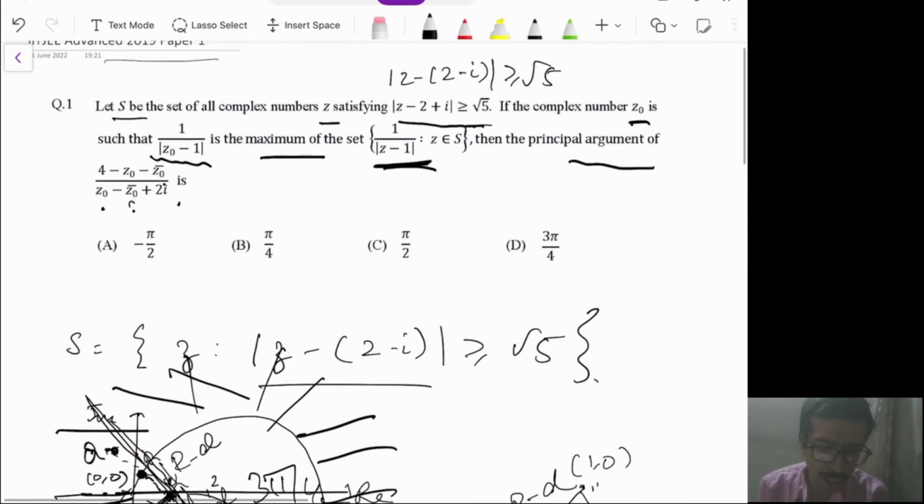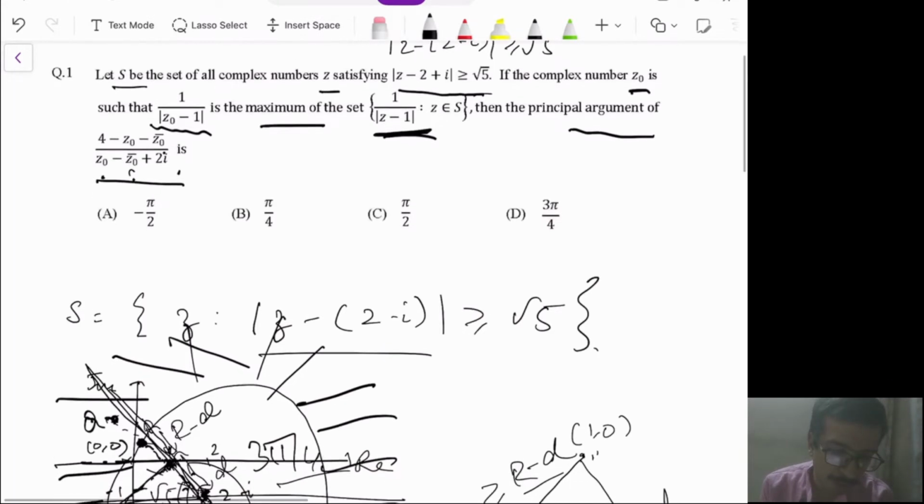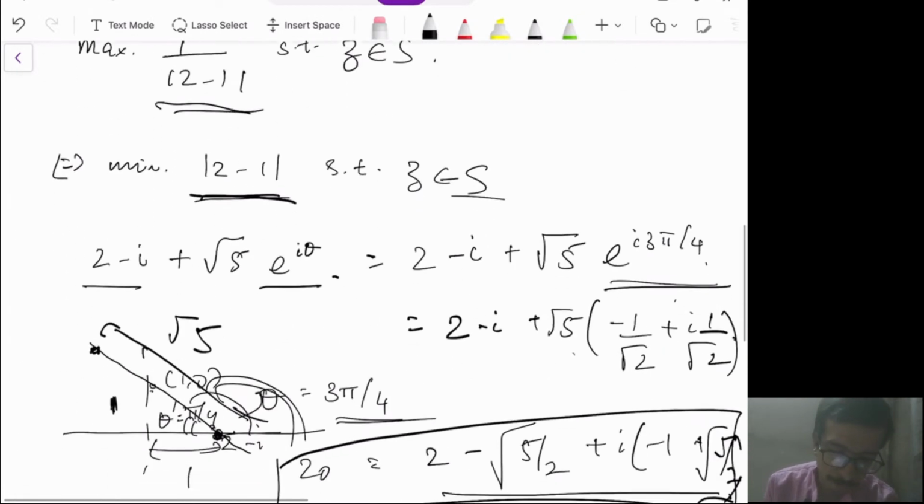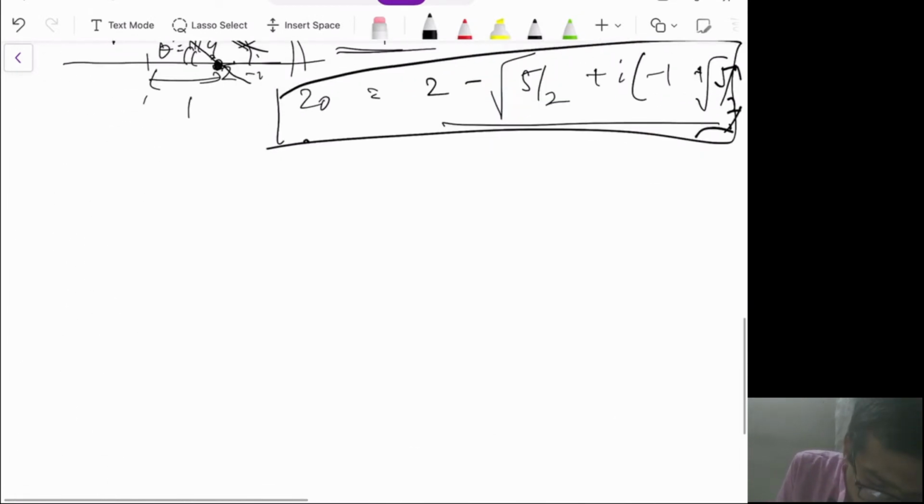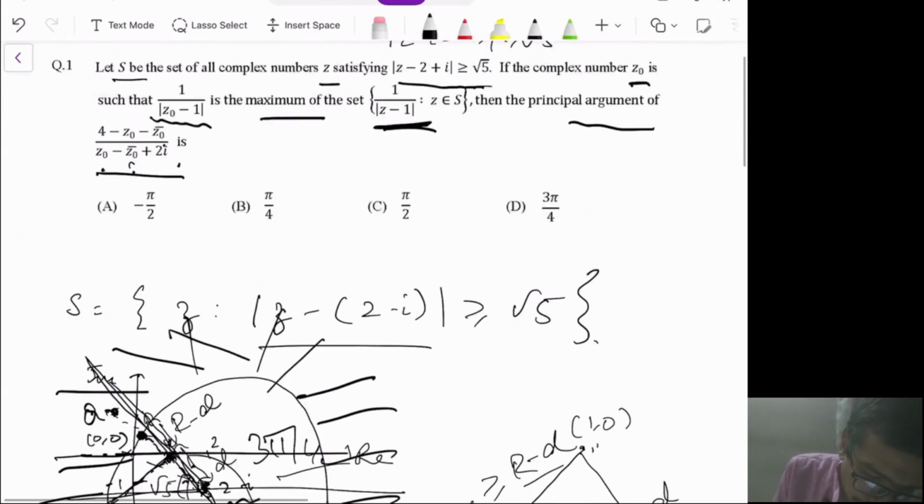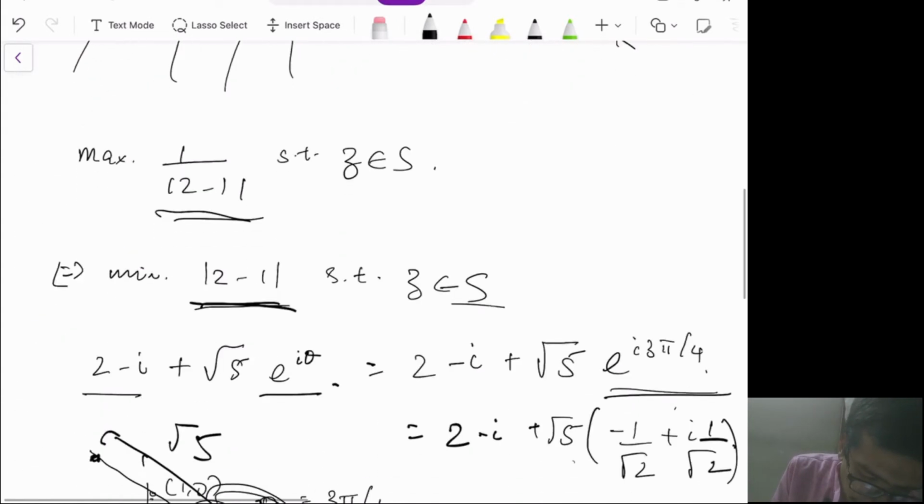Now let's look at the expression which we want to find. So we want to find the principal argument of 4 minus z0 bar over z0 minus z0 bar plus 2 iota. So let's see what it is. So this is 4 minus z0 bar over 2 iota plus z0 minus z0 bar.